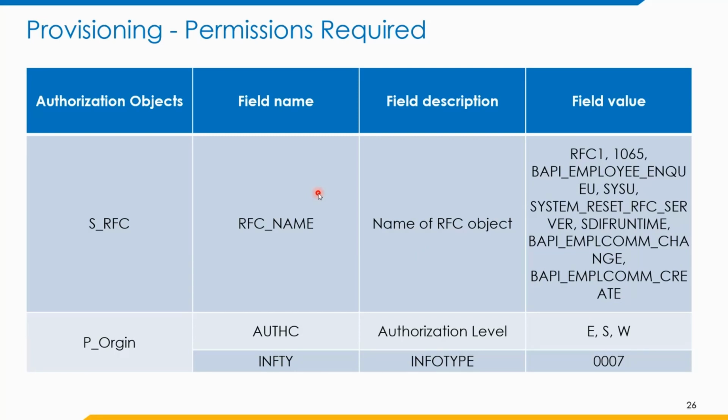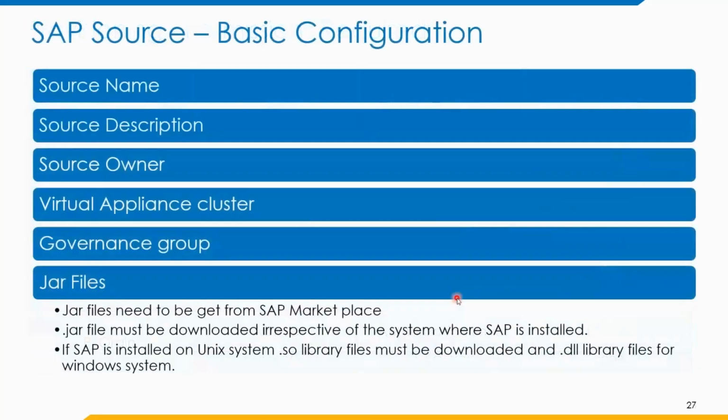We are providing SailPoint as a provisioning source, right? So we are providing this authorization level to the admin account that is used by SailPoint in order to make any changes in the info type, that is 0007. So these are the prerequisites that need to be in place.